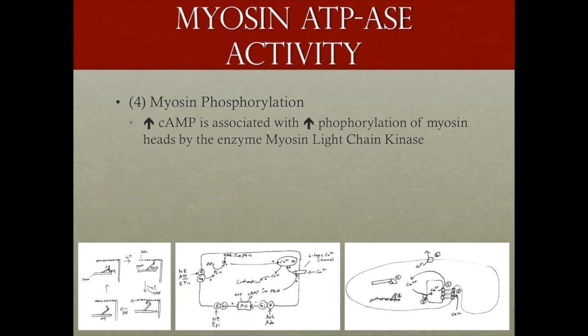Myosin ATPase activity, or myosin phosphorylation. Increased cyclic AMP is associated with increased phosphorylation of myosin heads by myosin light chain kinase. The rate of association between myosin and ATP leads to increased strength of contraction. One way that beta-adrenergic stimulation increases inotropy is by increasing actin-myosin complexes by phosphorylation.